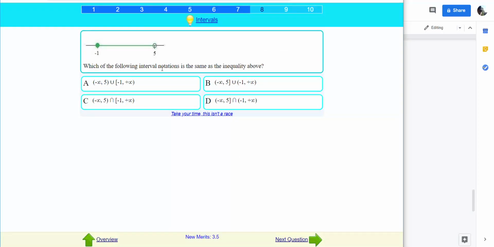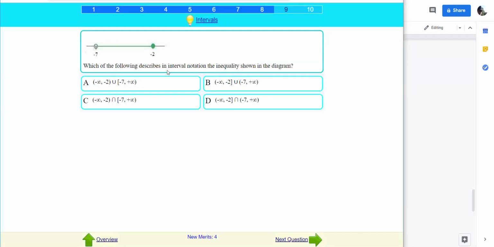Which of the following interval notations is the same? In this case it's an intersection, that's for sure. Then we have minus 1. Okay, so it's minus infinity to 5 union minus 1 and positive. No, it's actually an intersection with positive. 5 is not included, so these both are invalid, so this is it.